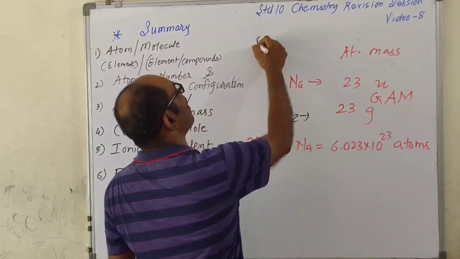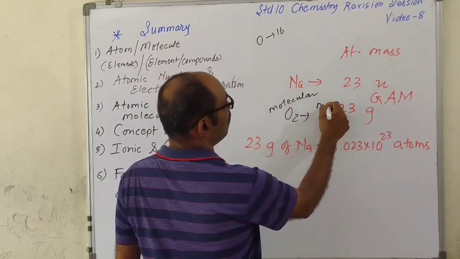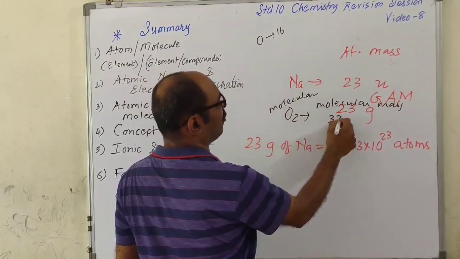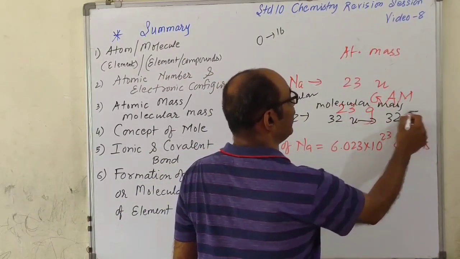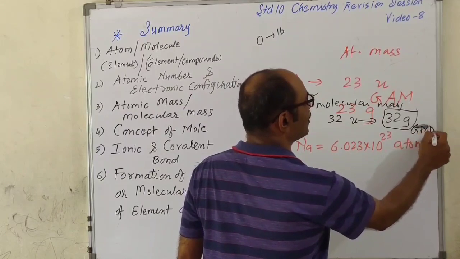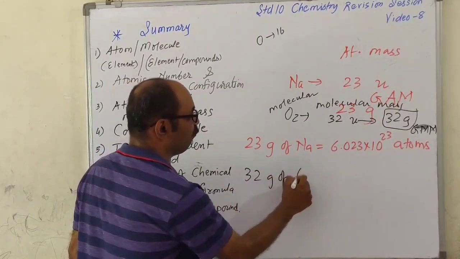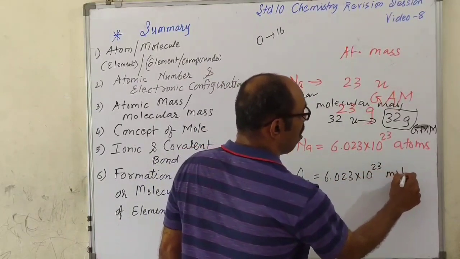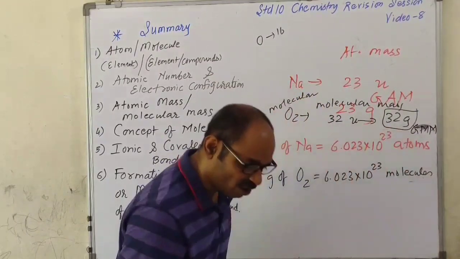The atomic mass of oxygen is 16, but here it is a molecule, so you will have to consider molecular mass. Molecular mass of oxygen: 16 for one, so 32 for two, so that is 32 units. But if you convert 32 units into 32 grams, then it is called gram molecular mass. So 32 grams of O2 molecules is 6.023 into 10 raised to 23 molecules of oxygen.